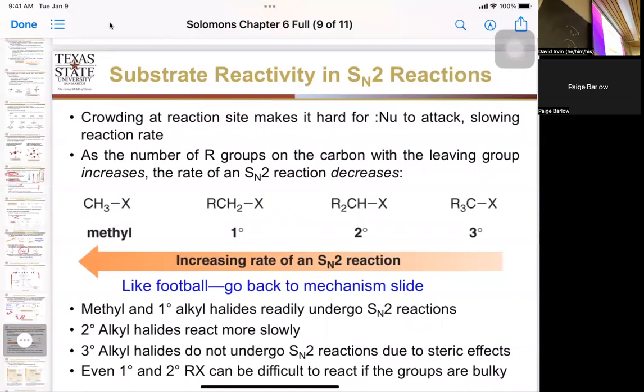reaction. Okay, so what that means is that methyls and primaries will easily undergo SN2 reactions, and very fast. If they're not too bulky, secondaries will also go. So if you have 2 big groups, it's probably not going to go very fast at all. But if you have a tertiary alkyl halide, they don't undergo SN2 at all. So you have to do some other mechanism. Okay.